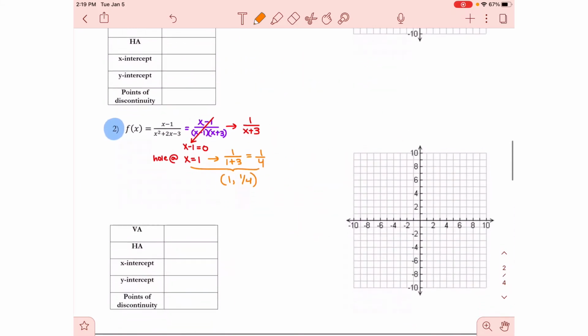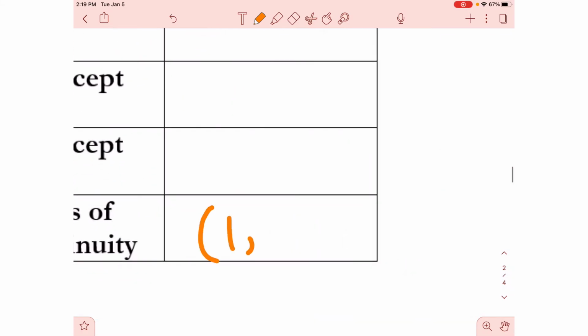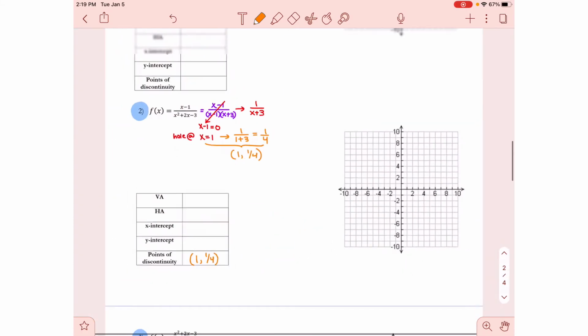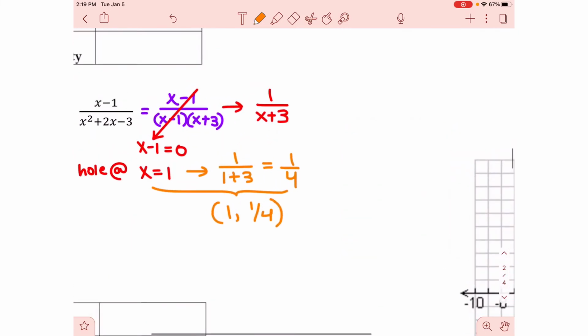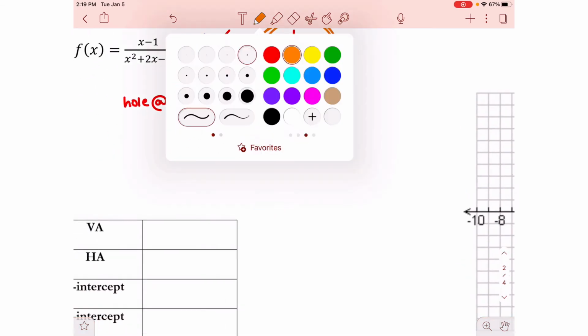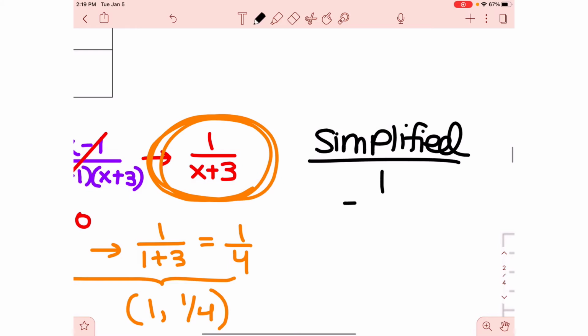When I look at this chart, that's what it's asking where it says point of discontinuity. It's at 1 and then 1/4. Okay, everything else is quick because from now on, ladies and gentlemen, I am graphing my simplified function. A lot of the times, students who struggle with this, I have them write down the simplified, which is 1 over x plus 3.